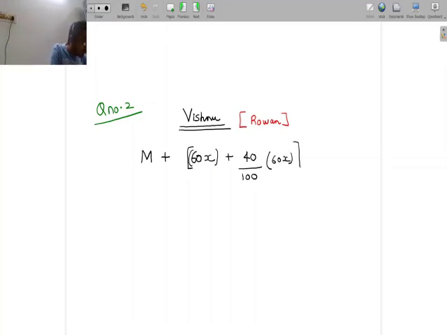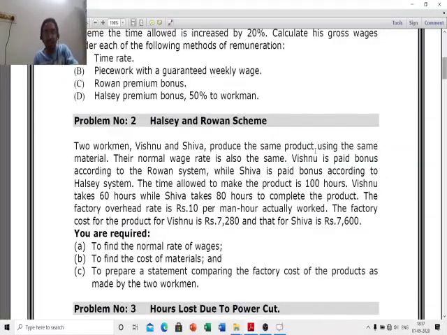So this is going to be the labor cost. This is the material component. This is the labor component. Then for us to calculate factory cost, we also need another thing, that is going to be the factory overheads. The question tells us the factory overhead is rupees 10 per man hour worked. That means for 1 hour of a worker's work, 10 rupees of overhead cost is going to be there.